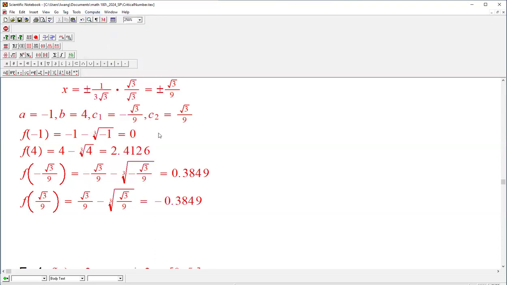Which one is the largest? It looks like this is the local max. This is the absolute max. Okay, that's the absolute max. What is the absolute min? It looks like this one is the absolute min.